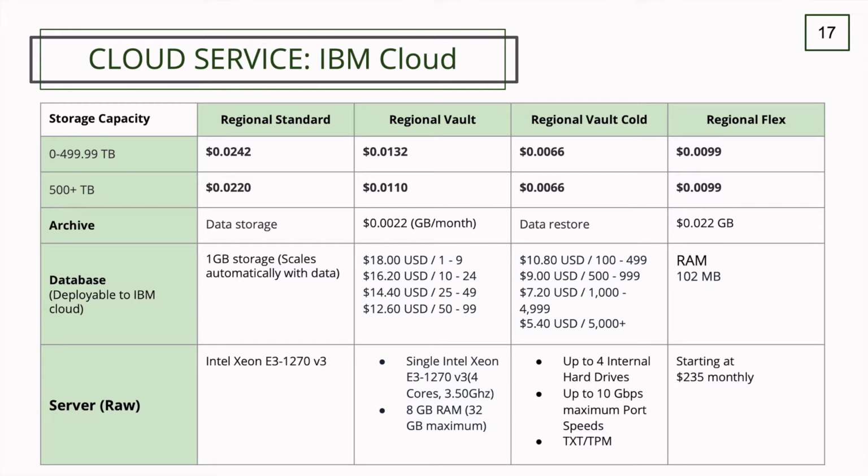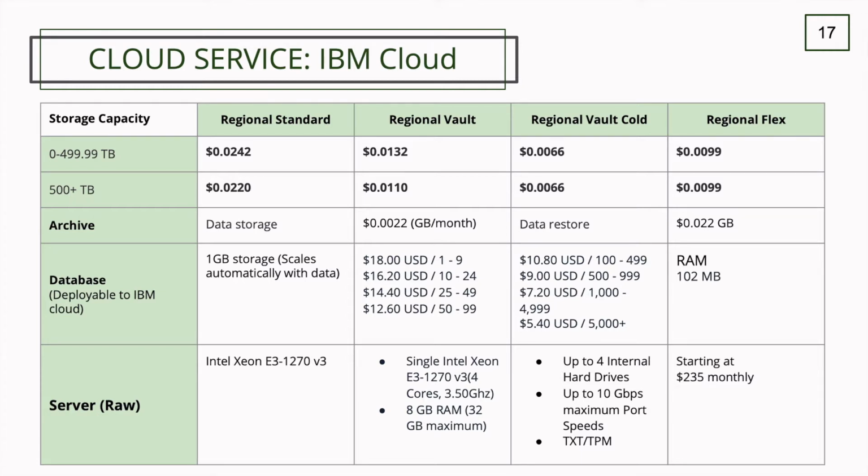And IBM Cloud offers 4 types of storage. The first one is regional standard, which means your data is split on a facility. It's 3 replicas for high availability, and IBM offers 99.9% of availability, which is the best in these 4.